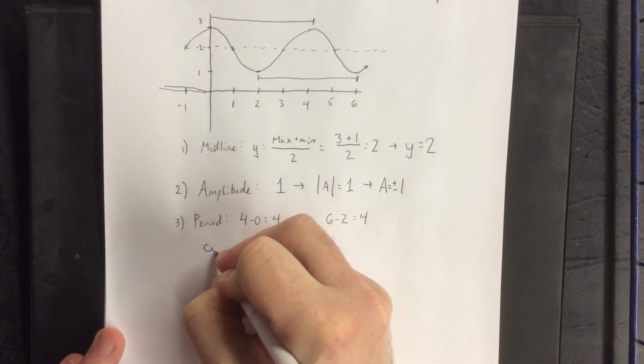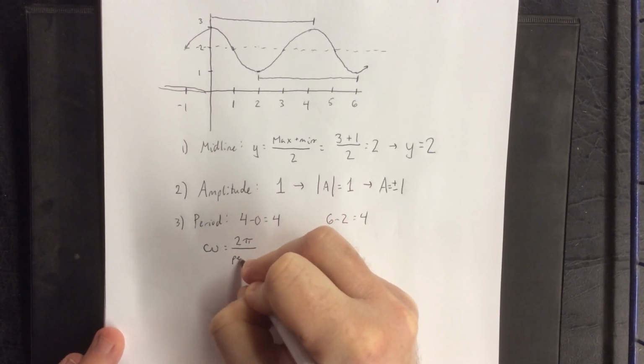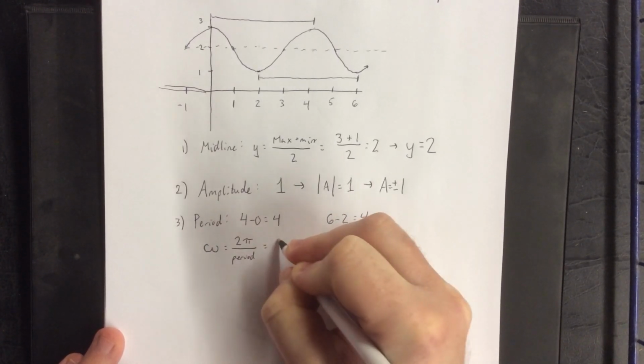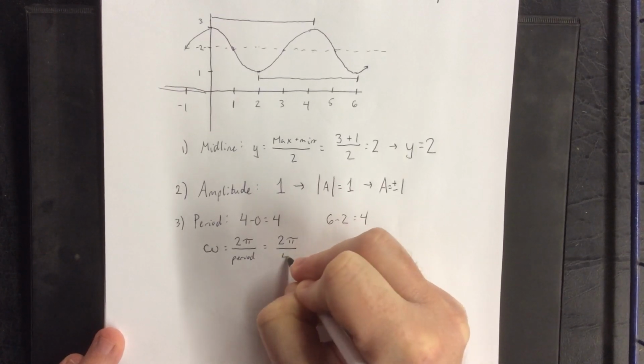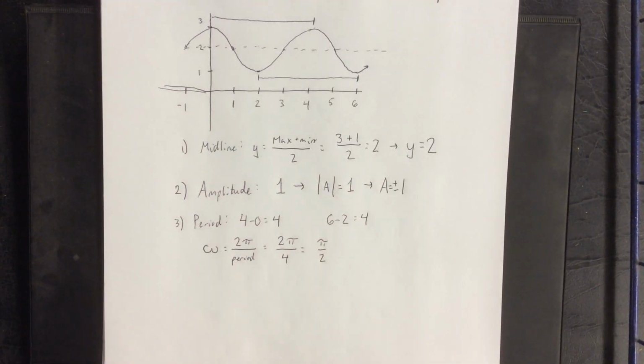Borrowing a formula, we know that omega is supposed to be equal to 2 pi divided by the period. So that would be 2 pi divided by 4. Reducing this fraction, we'll get that omega is equal to pi over 2.